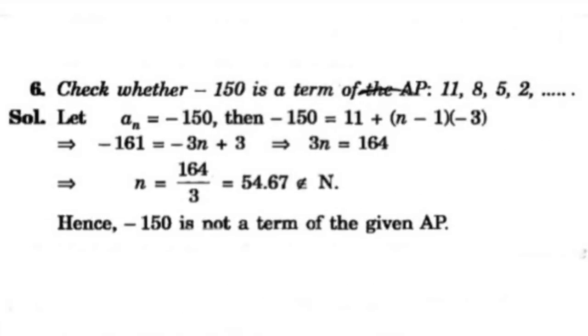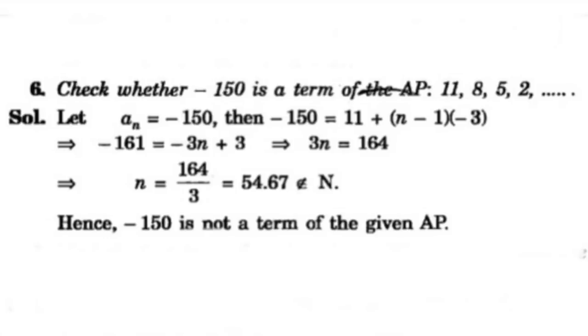Question number 6 is, check whether minus 150 is a term of the AP 11, 8, 5, 2 and so on. Now from the given list of numbers, the first term is 11, the second term is 8, the third term is 5, and the common difference is minus 3. Let us say minus 150 is the nth term. So an is equal to minus 150. The formula for an is equal to a plus n minus 1 into d. An is minus 150, a is 11 plus n minus 1 into d, where d is minus 3.